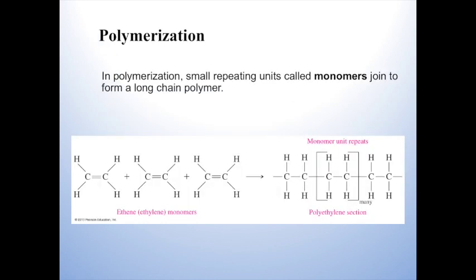So a polymerization reaction is when you cause these monomers to join together. So ethylene is shown here. If you add them together under high pressure and high heat, the double bonds will break and they will fuse together to form repeating monomer units of this.